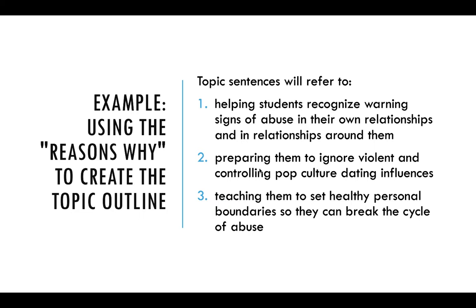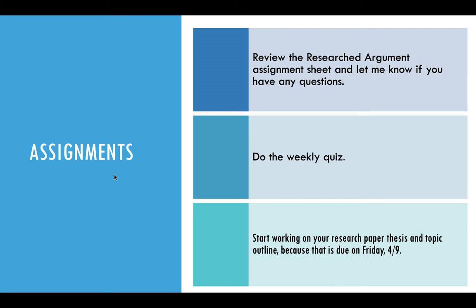And so I should have a topic sentence that talks about helping students recognize warning signs of abuse in their own relationships and in relationships around them. I should also see a topic sentence preparing them to ignore violent and controlling pop culture influences. And I also should have a topic sentence teaching them to set healthy personal boundaries so that they can break the cycle of abuse. So what I'm looking for is your topic, your question, your thesis, and then your topic sentences. And like I said, I'm going to show you an example of that.